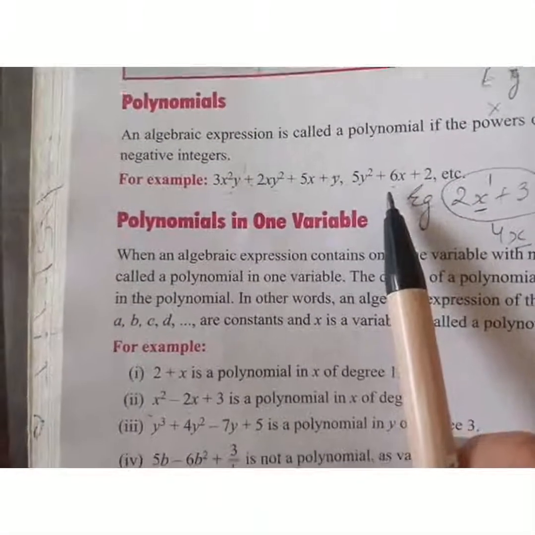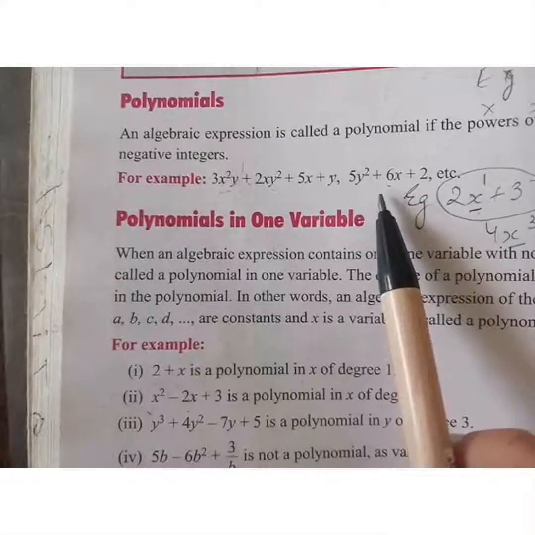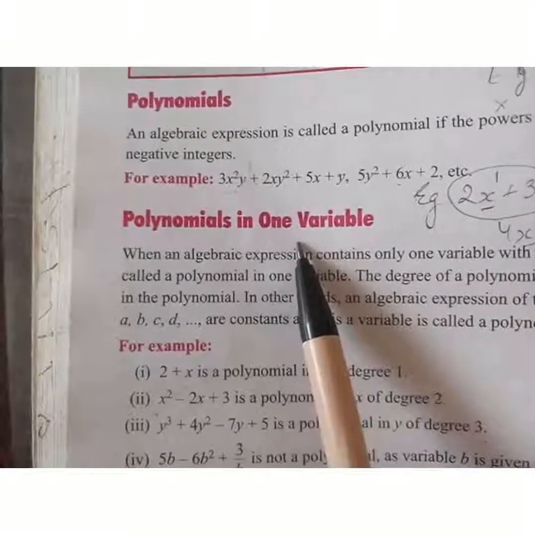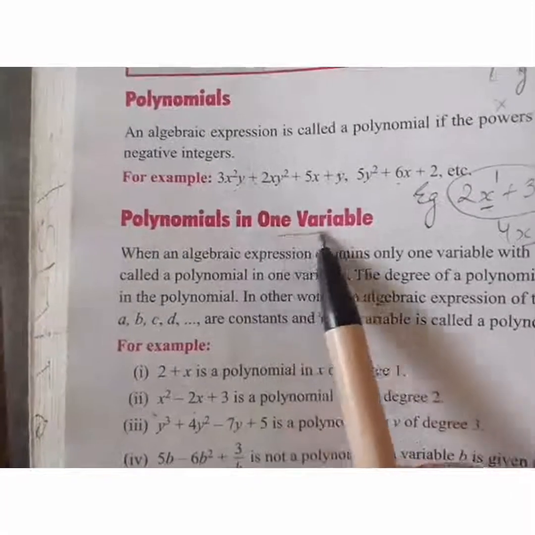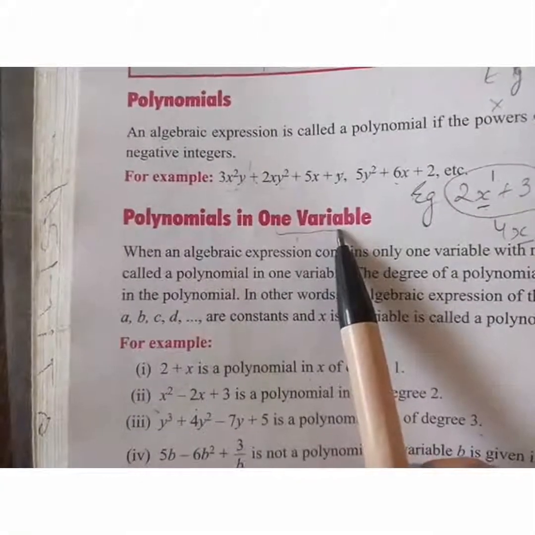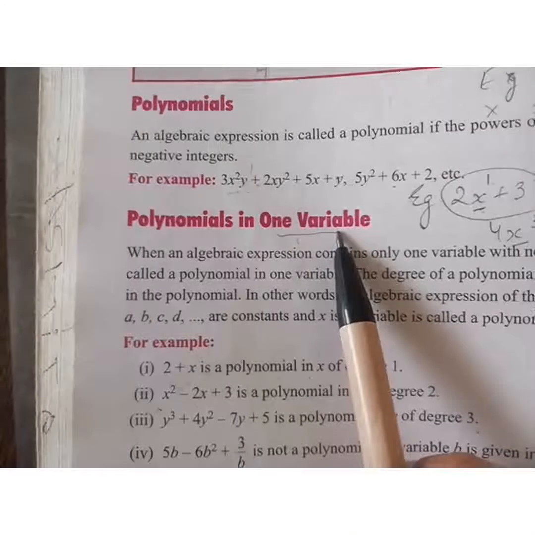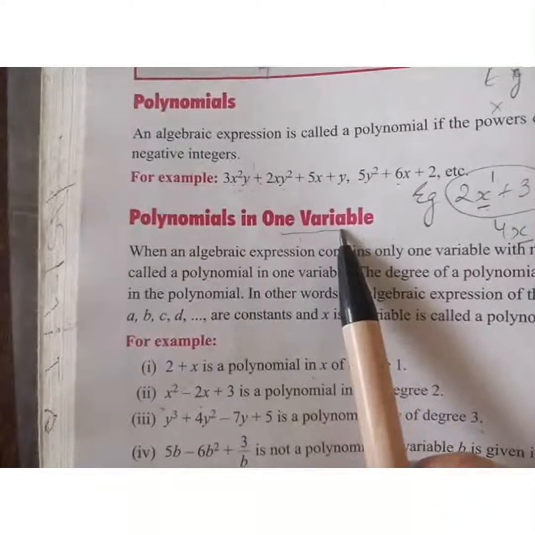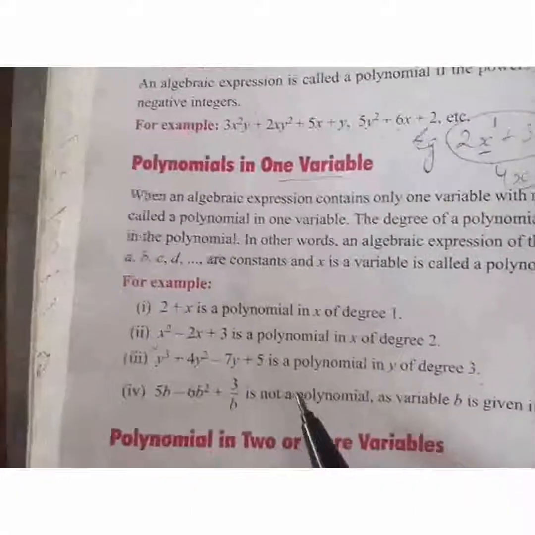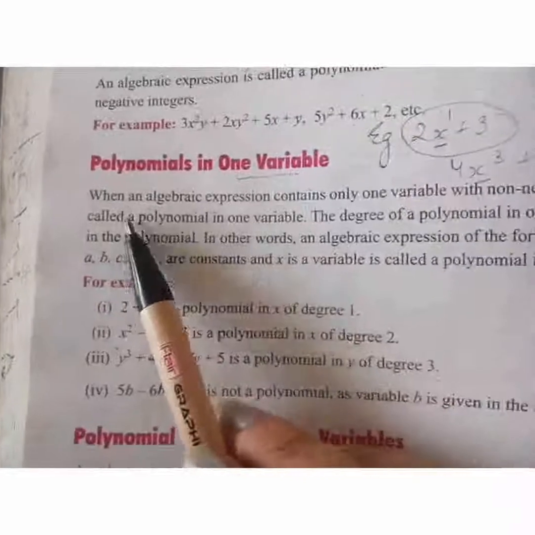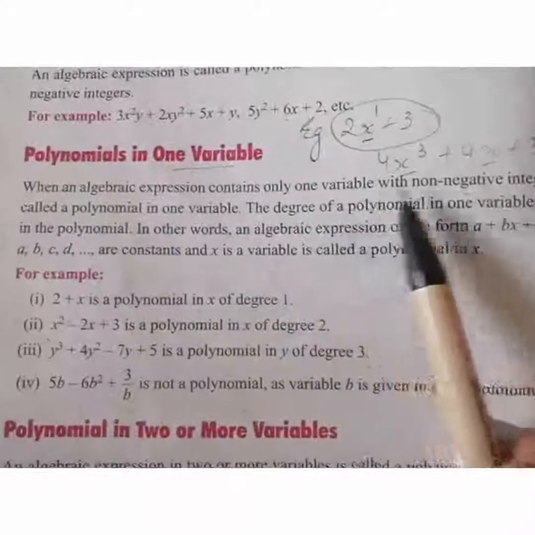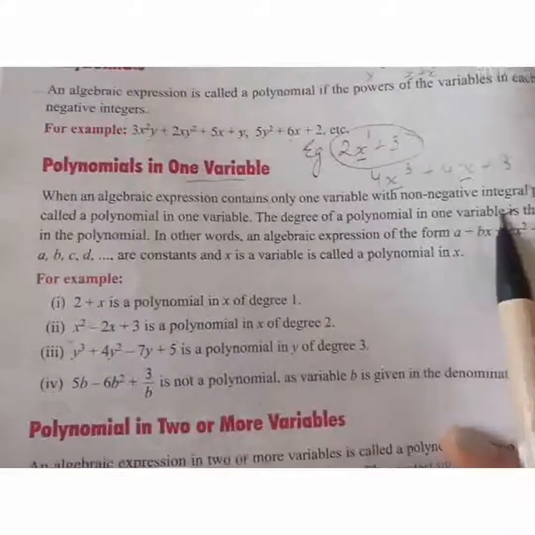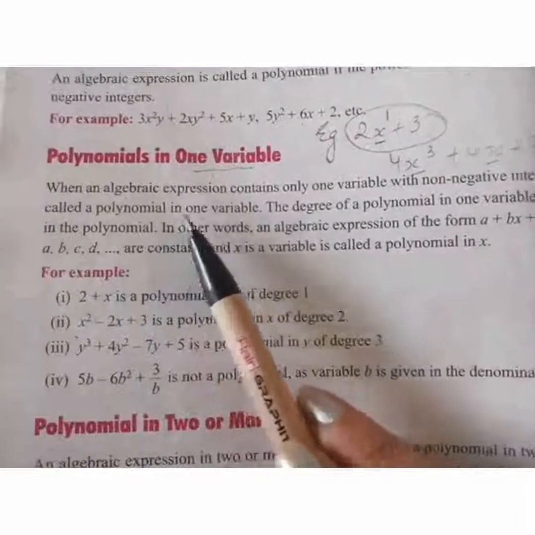Now we divide polynomials into two parts: polynomials in one variable and polynomials in two variables. As the name suggests, one variable means that if we are using only one variable in the algebraic expression, that polynomial is known as a polynomial in one variable. Let's take the examples here. Just read the definition first. When an algebraic expression contains only one variable with non-negative integral powers, it is called a polynomial in one variable.